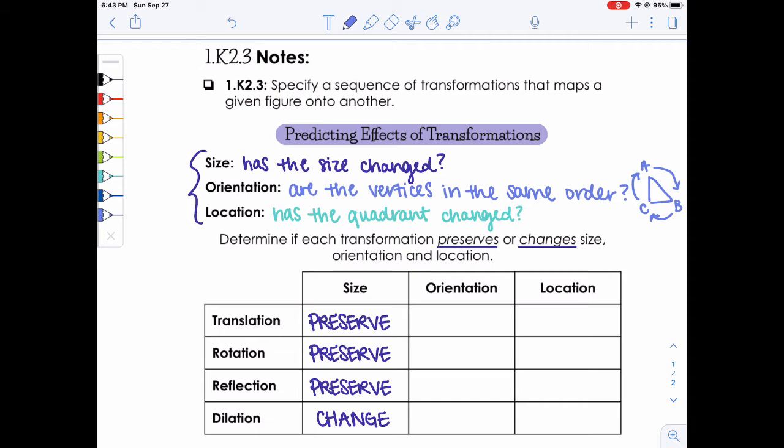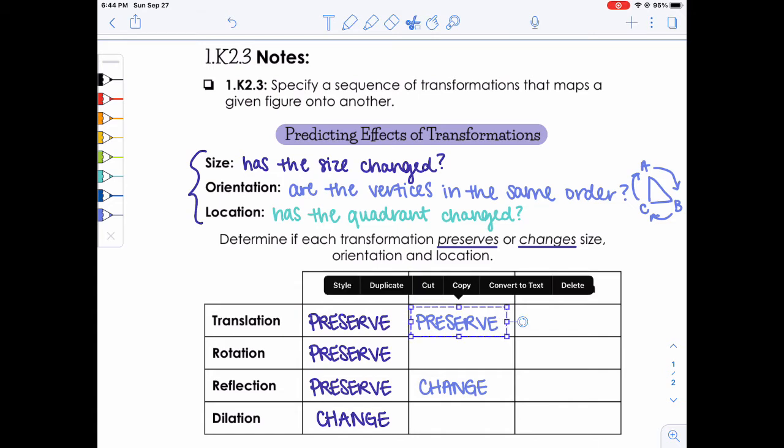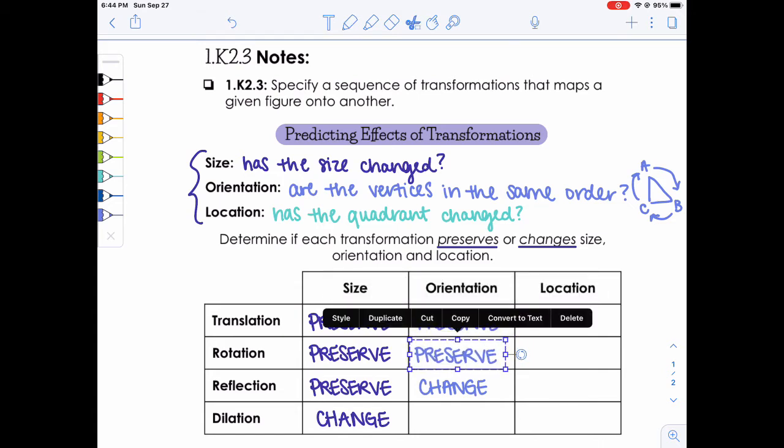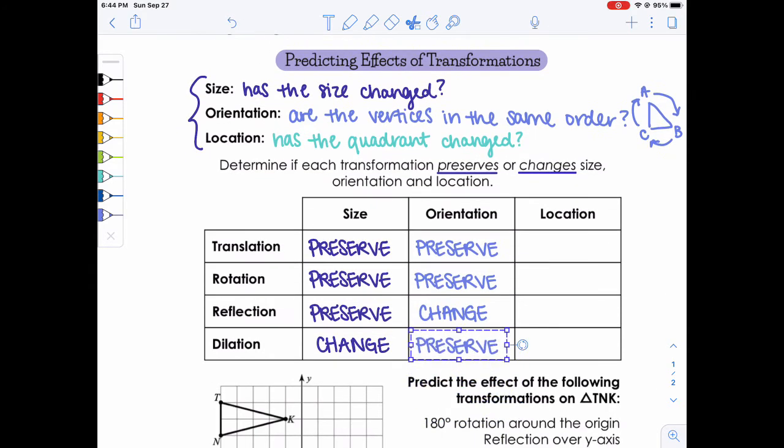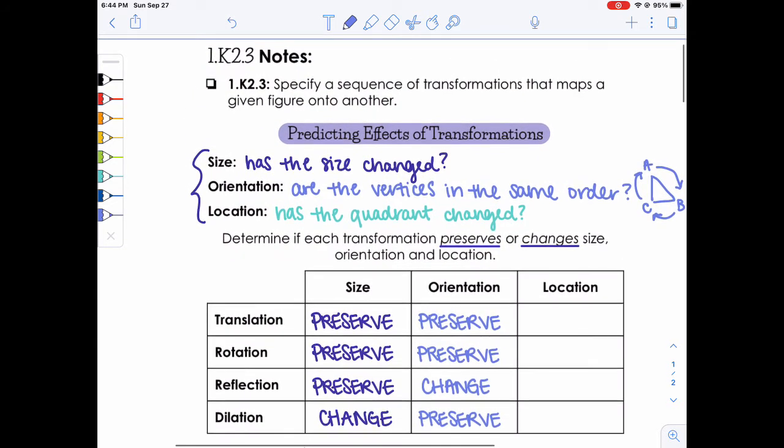Okay, similarly to size, only one of our transformations changes the orientation, and that is actually a reflection. Okay, when we reflect, the order of the vertices do change. All the others stay the same, so we will say preserve. For translation, rotation, and dilation, those vertices do stay in the same order for everything but reflection. So reflections cause that flip of the vertices.